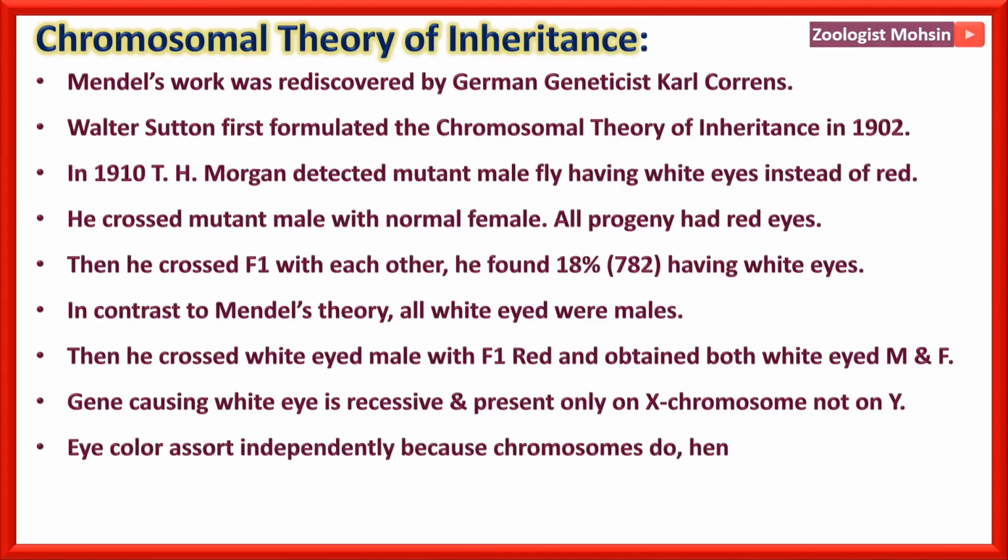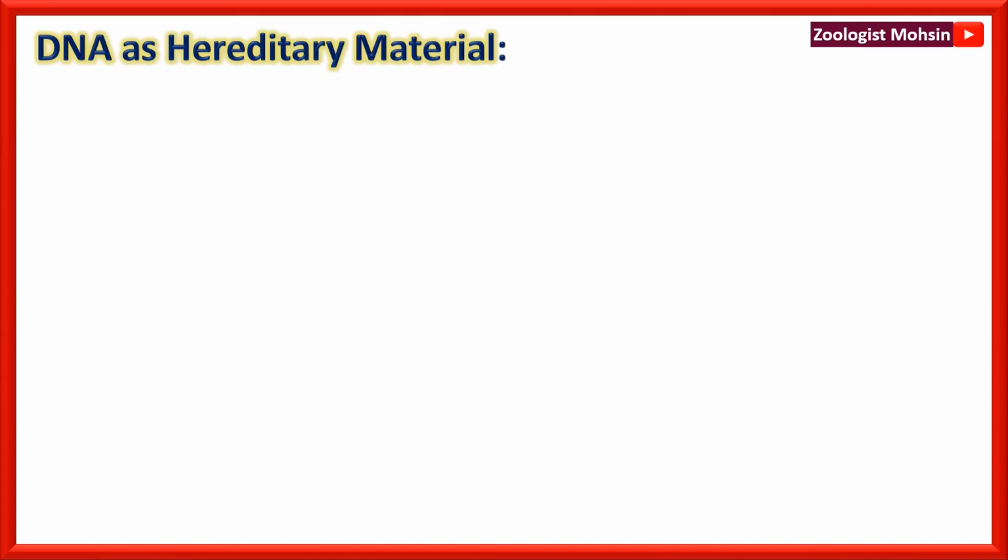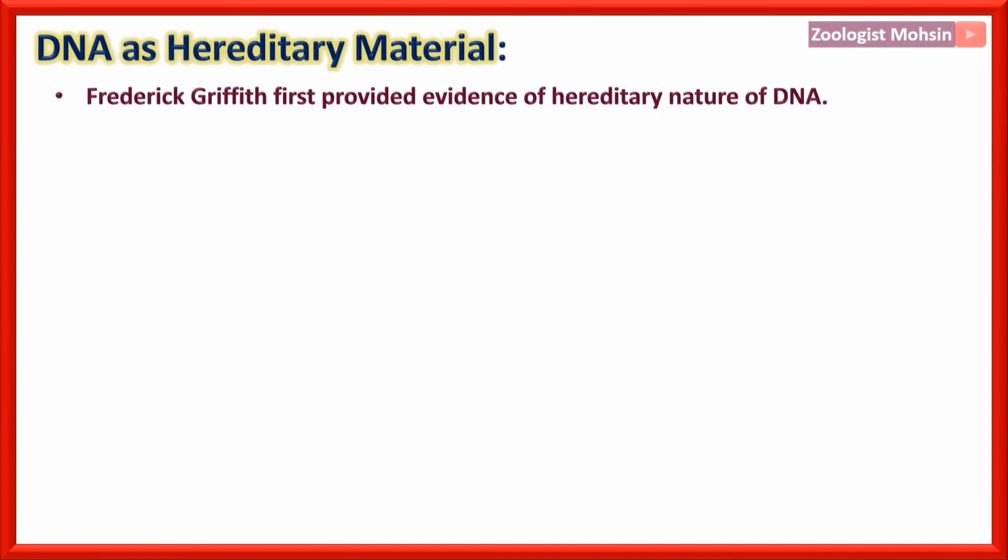That was the reason in F1 all the white-eyed were males. Eye color assorts independently because chromosomes assort independently, hence proving Mendel. We shall discuss all these crosses in detail in the upcoming chapter, how heterozygous and homozygous individuals produce offspring or progeny. DNA as hereditary material. Frederick Griffith first provided evidence of the hereditary nature of DNA.